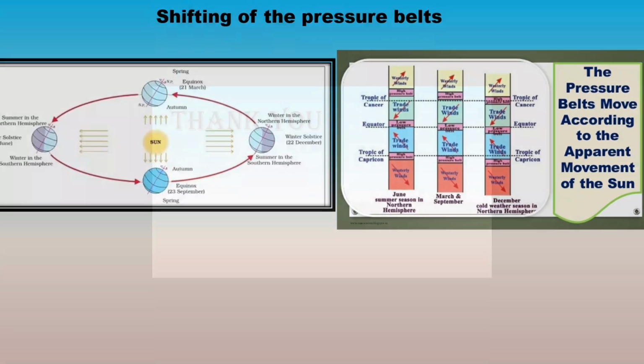So, in this module, we have learnt about the different types of winds, and we have learnt about the planetary or the primary winds. In the later part of the lesson, we will be learning more about variable winds and other different types of winds.